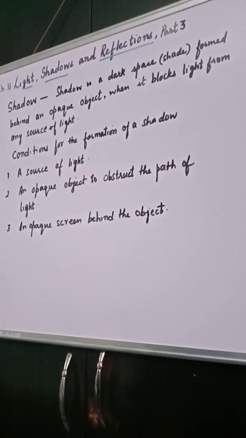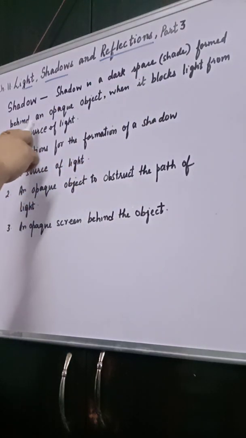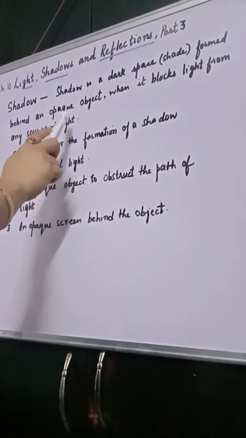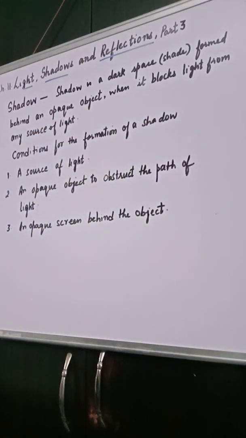Now let's come to the main topic. I think that with the help of an activity you will be able to understand a few points about shadow. What is shadow? Shadow is a dark space formed behind an opaque object when it blocks light from any source of light. So what are the conditions for the formation of a shadow?